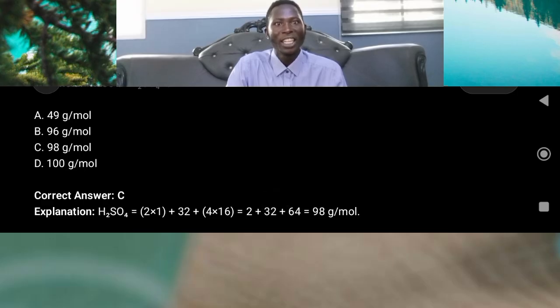We have sulfuric acid. Hydrogen are 2, and the mass of hydrogen is 1. So plus 32. 32 is coming from sulfur, plus we have 4 of oxygen times 16. When you multiply 2 times 1 will give you 2 plus 32. When you multiply 4 times 16 will give you 64. So when you add everything will give you 98 gram per mole.